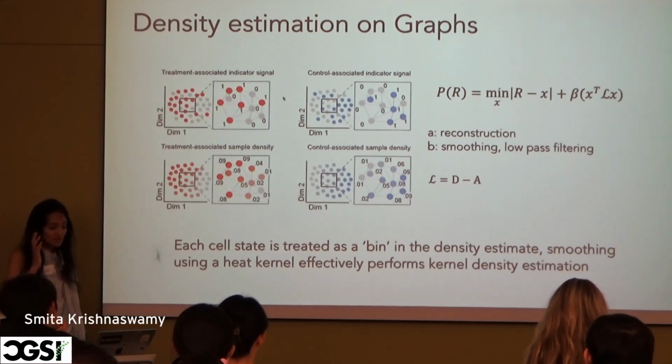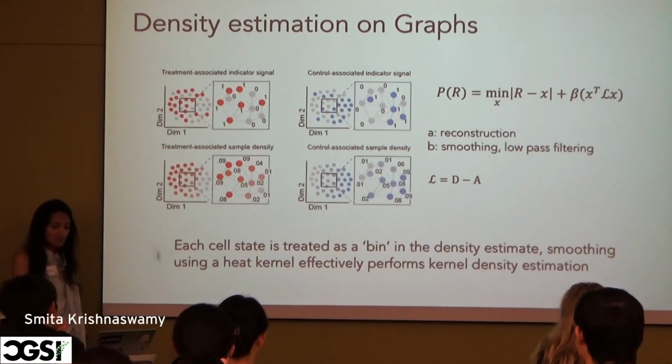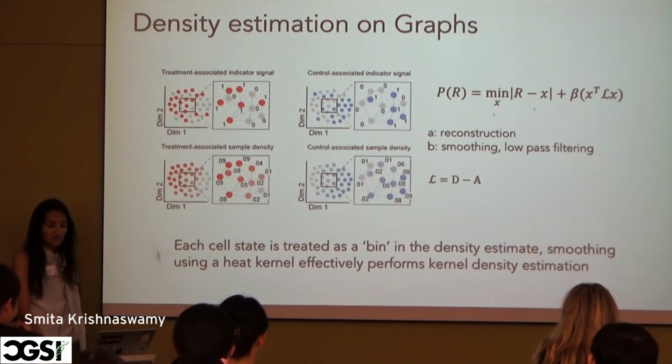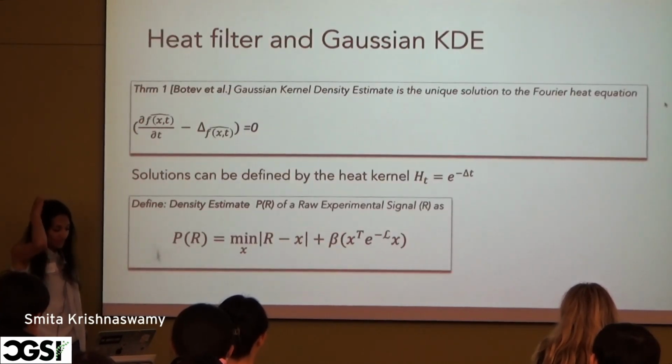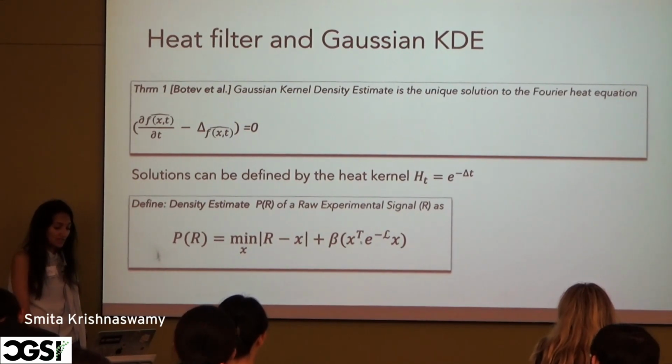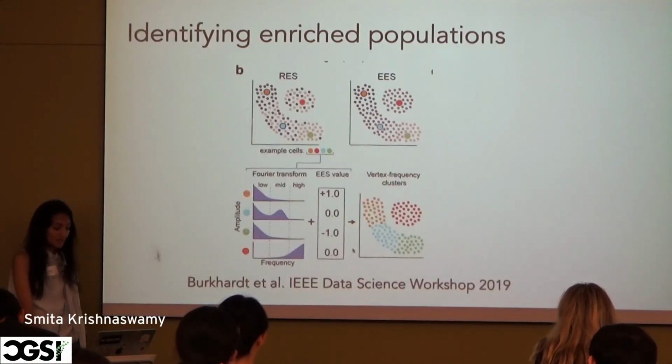These don't look really like density estimates, but you can turn them into a density estimate by using a heat kernel to smooth this out. And it turns out that you can also derive the heat kernel if you have the right conditions on this kind of constrained optimization: you want the signal to be smooth, and yet you want the smooth signal to reconstruct the graph. Once you do that, you can get a Gaussian kernel density estimate. It's also the unique solution to a Fourier heat equation, and you can get it using this kind of heat kernel version of the Laplacian.